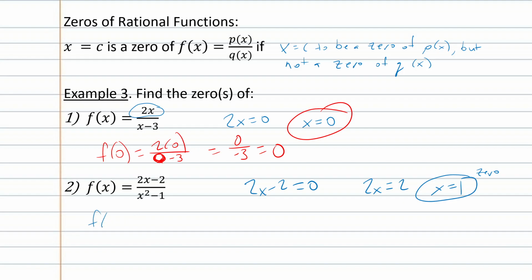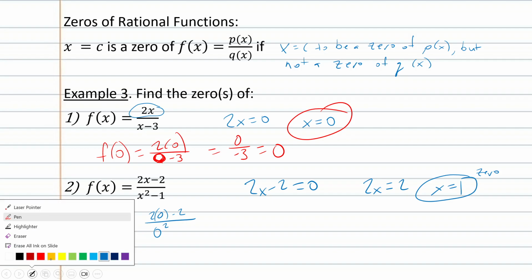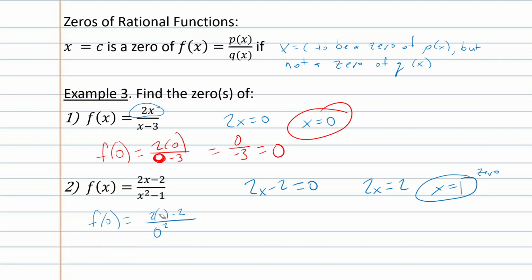Okay, so if I plug it in, we get 2 times 0 minus 2 over 0. Sorry, I did that wrong. Hopefully you were screaming at me through your computer. We found the 0. The 0 is 1. That's what we need to plug in there.